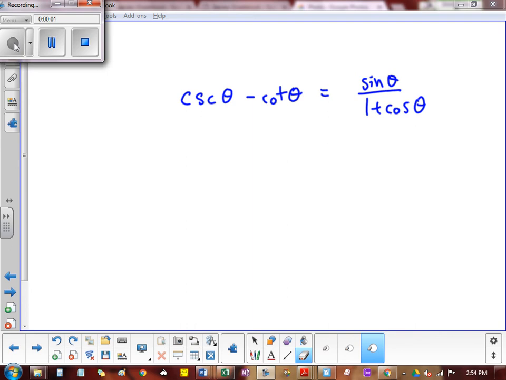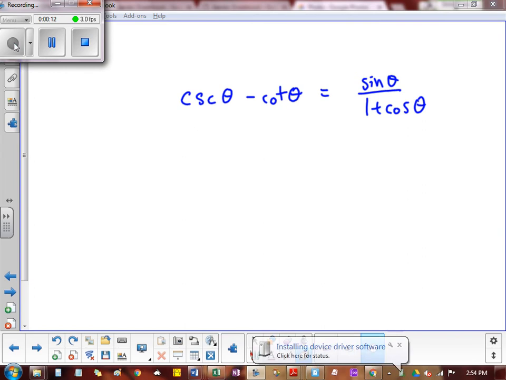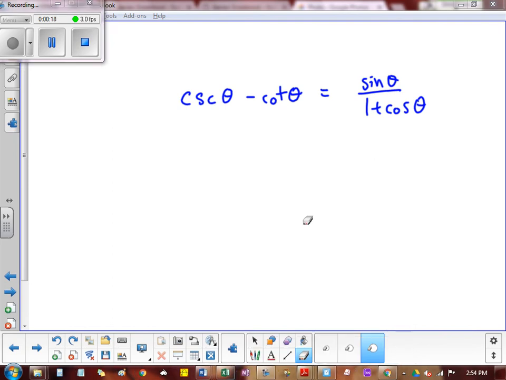Alright, this video is meant to just go over the 5 trig identities that I mentioned during class. So the first one was cosecant theta minus cotangent theta is sine theta over 1 plus cosine theta. Alright, and I think we are going to work on the left side because technically this represents 2 fractions.